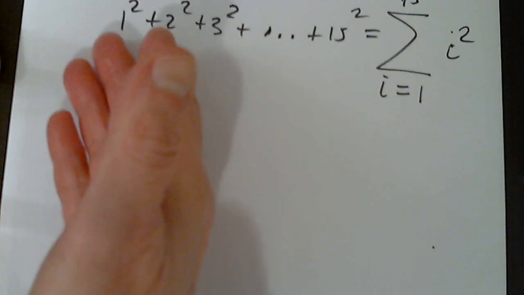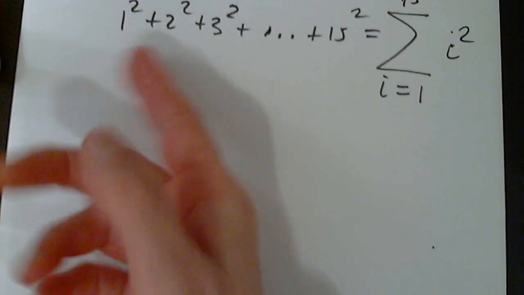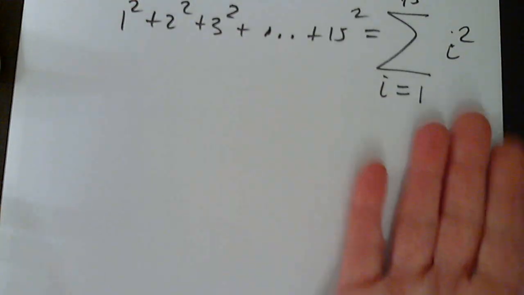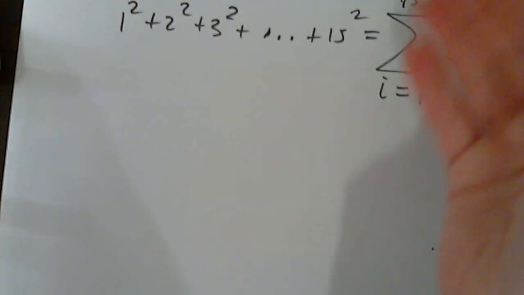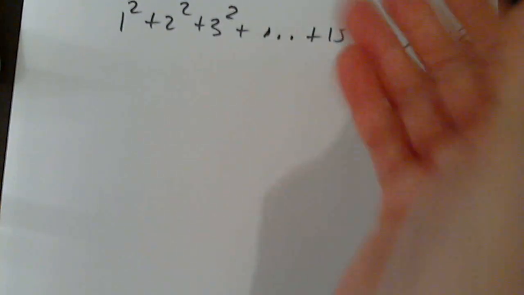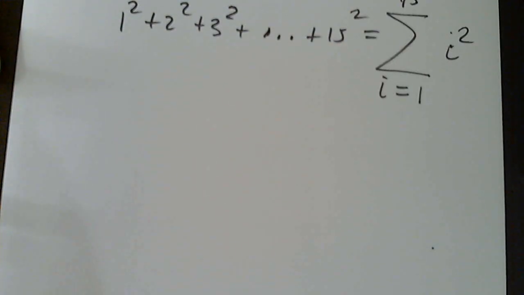When i is 1, I get 1 squared. When i is 2, plus 2 squared. When i is 3, plus 3 squared. When i is 4, plus 4 squared, dot, dot, dot, dot. When i is 15, I get 15 squared. That's it. Excellent. Okay, let's look at another.